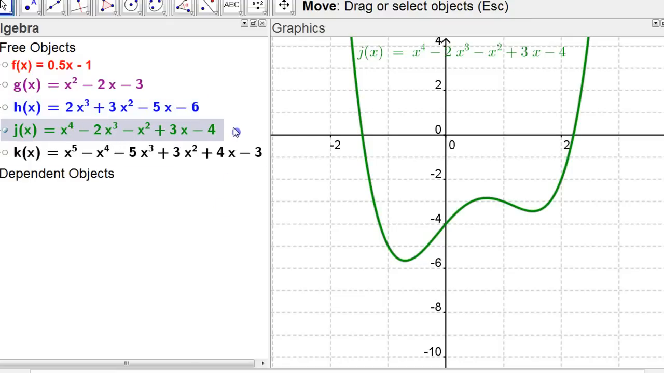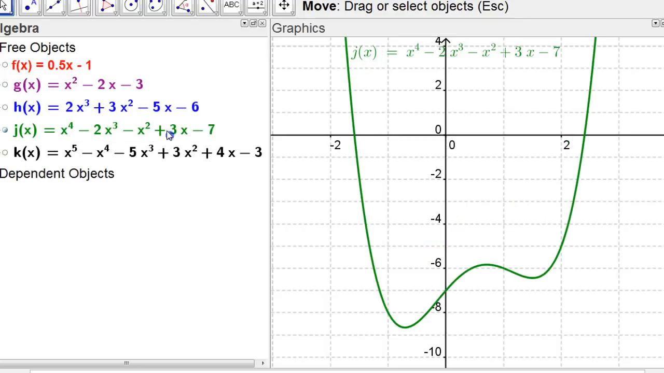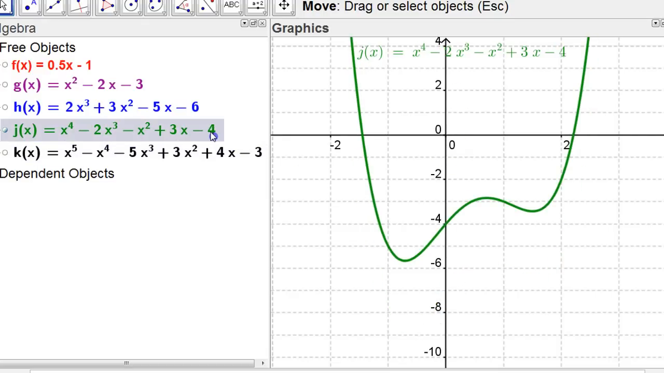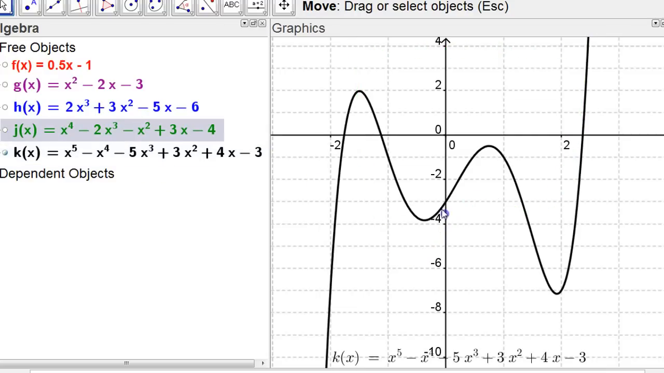When you have this 4th degree function, the constant term's negative 4, its y-intercept is negative 4. Again, if I change this, if I make this negative 7, it's going to be down there. Actually, when you change the constant term of a polynomial like that, you're just shifting it up and down. You're doing a vertical translation. So whatever that constant term is, that's its y-intercept. That's an important thing to know as well, right?